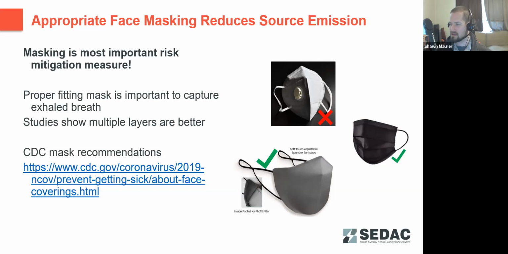And we do have a link when these slides are provided to you after this presentation to the CDC's mask recommendations, gives you a little more detail on those. Probably the biggest thing you want to be aware of is there are some masks out there that have, as you can see in the top center picture here, these vent valves in them, makes them easier to breathe through. But those leave an opening in the mask for transmission. So very important to have a mask that's properly fitted, has at least a couple of layers to it to improve its capture efficiency.